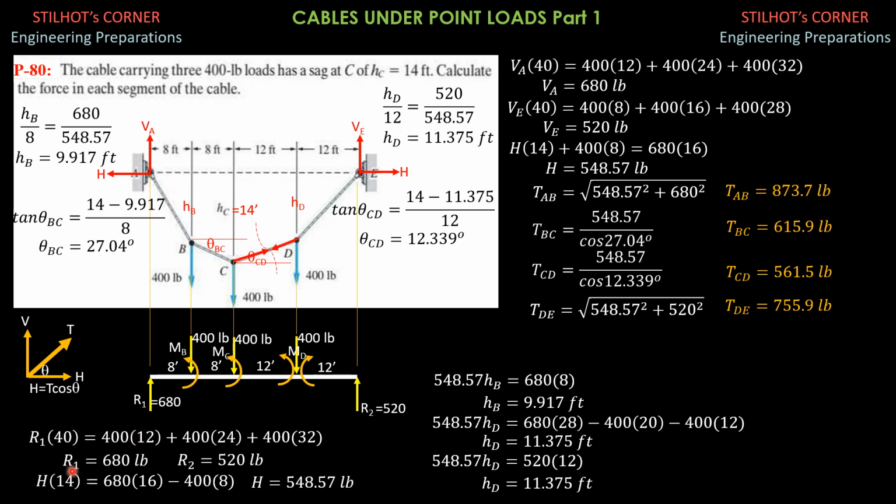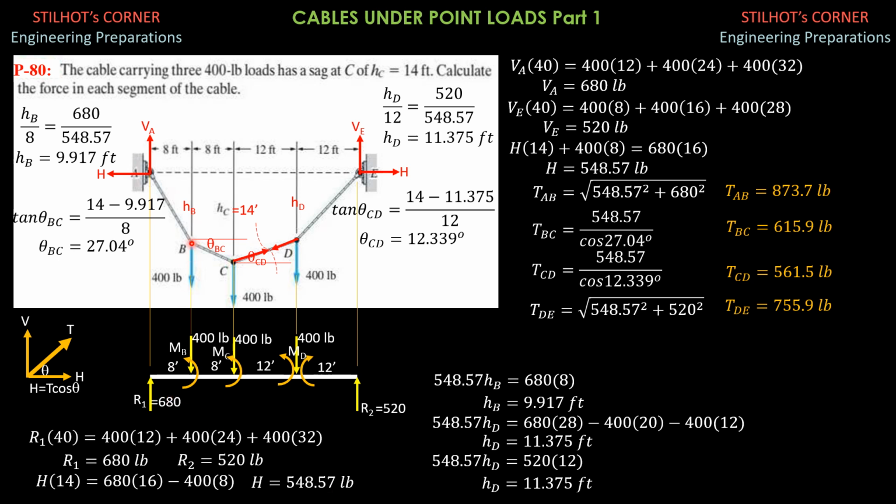So H times 14 feet is equal to the moment at the same point on the beam with the same loading. So this is point C, moment at this point also at C. Considering from the left to that point, this is the positive sense of moment at C. So moment at C is 680 times 16, then minus 400 times 8. Moment at C also, if you consider the forces at the right, is 520 times 24 minus 400 times 12. So it's the same as that. So solving for H is 548.57 pounds.